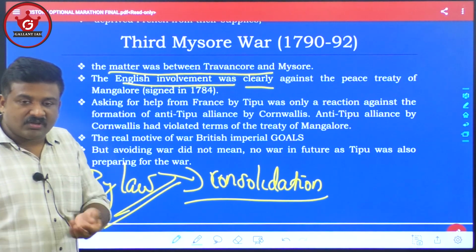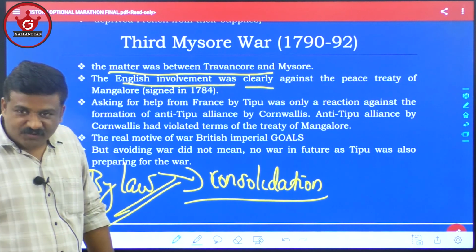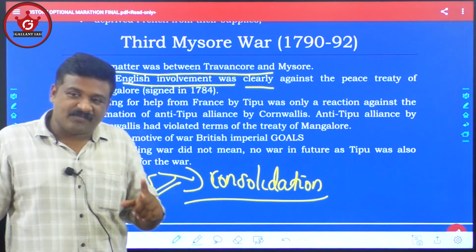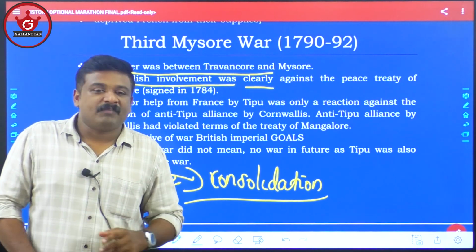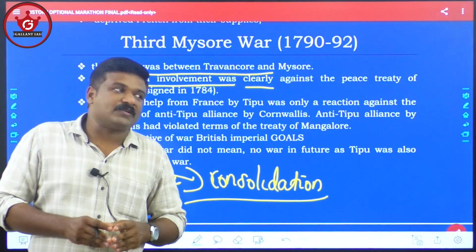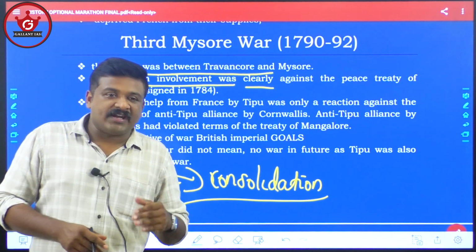So actually, what reason did he cite? Yes, you made an alliance with France. Tipu had already made alliances with France. Citing this example, they announced war against Tipu. But actually, we can see that this is a clear-cut infringement of the peace treaty of Mangalore. He's not supposed to do that. I mean, the treaty is signed, not to be broken.